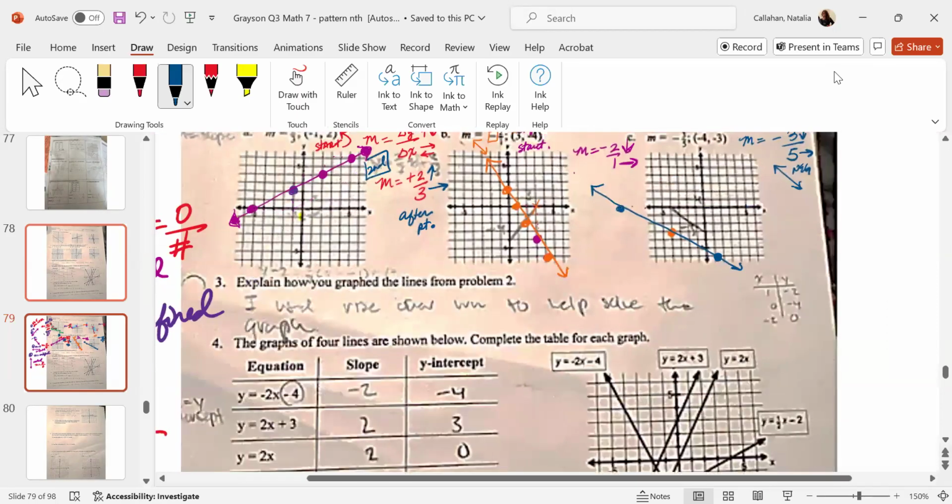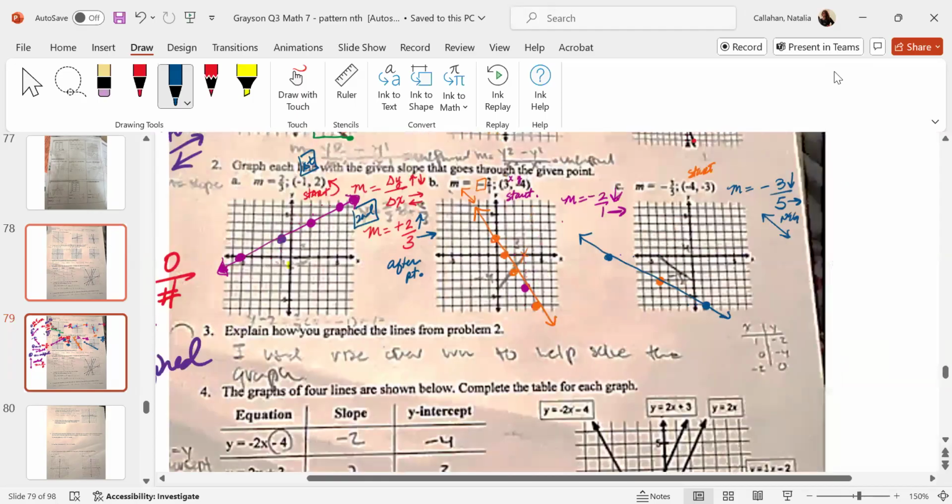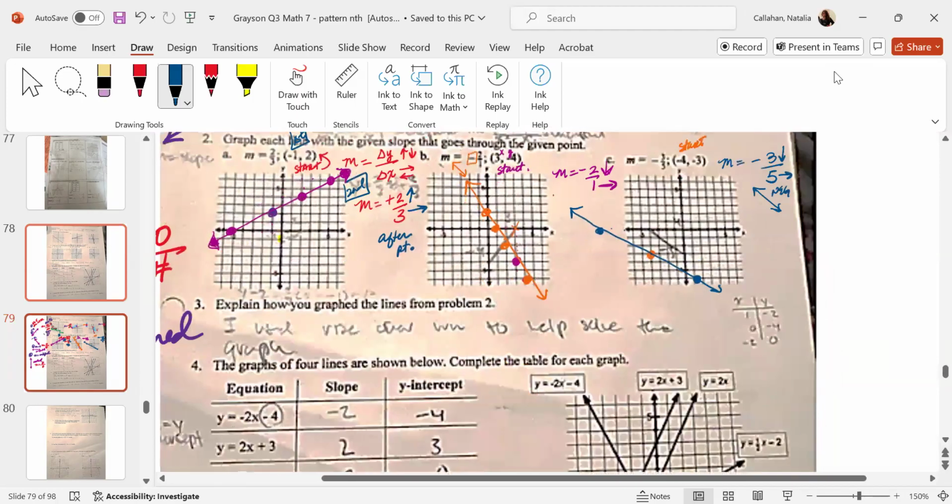How did you get the 2 lines from problem 2? Where do you start? I started at the one given. Yeah, start with the point X, Y. That's the first step. What's your second step? I used fraction.